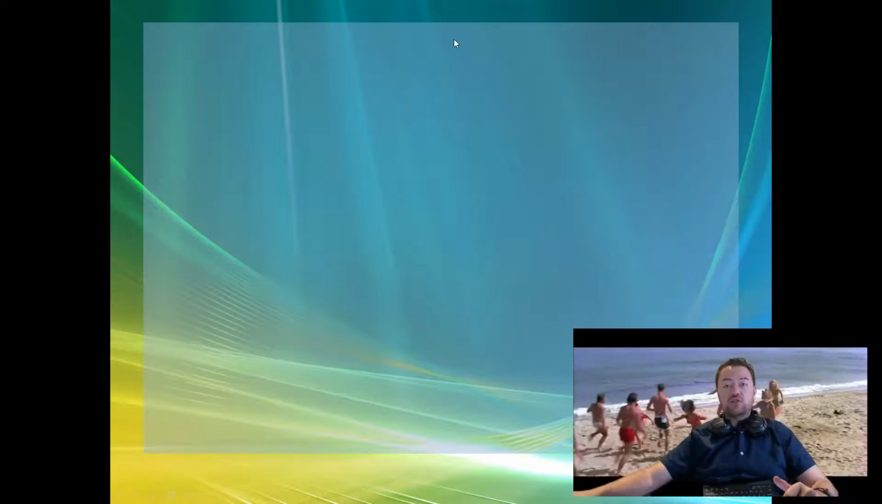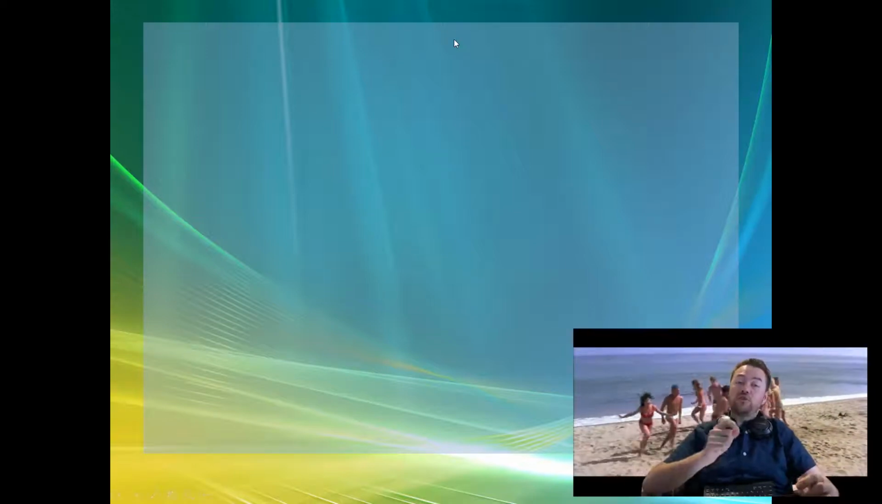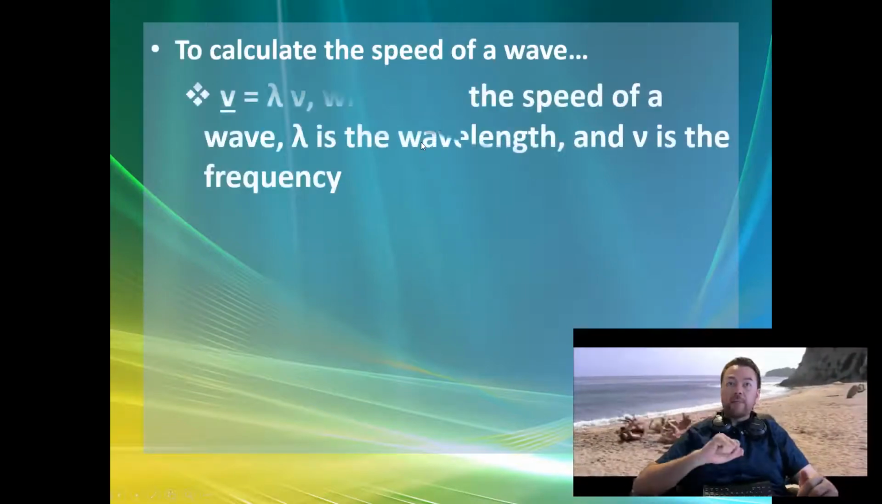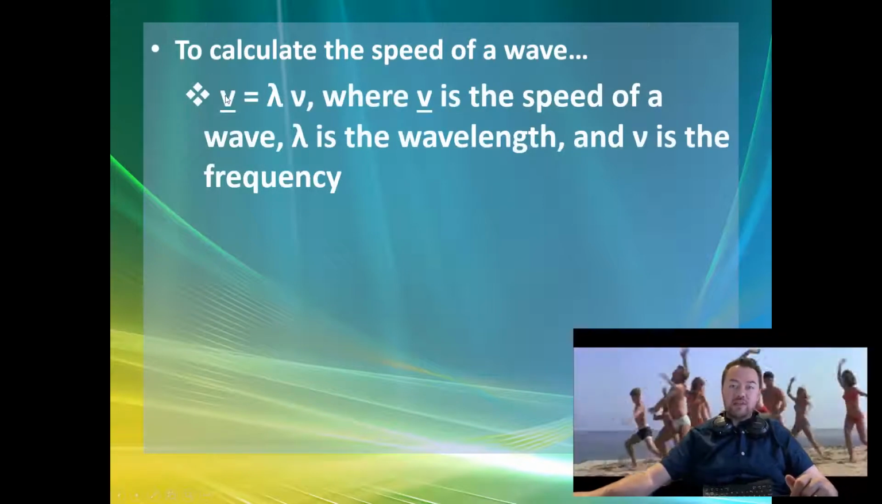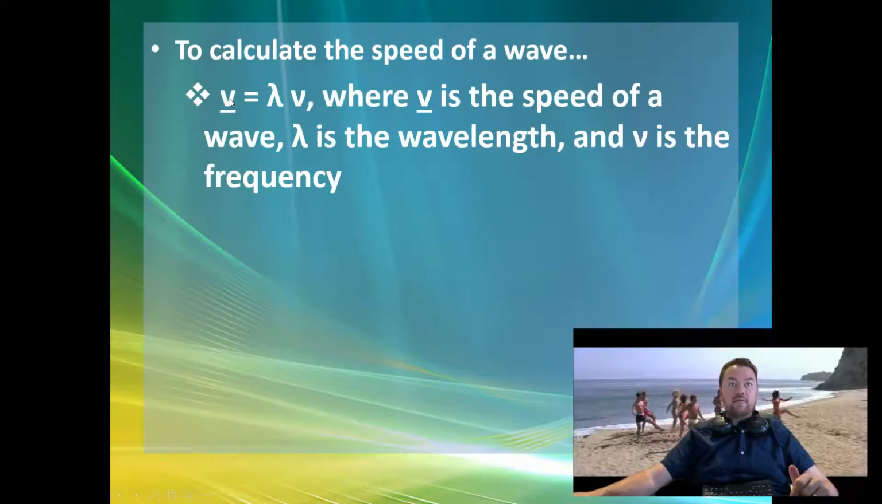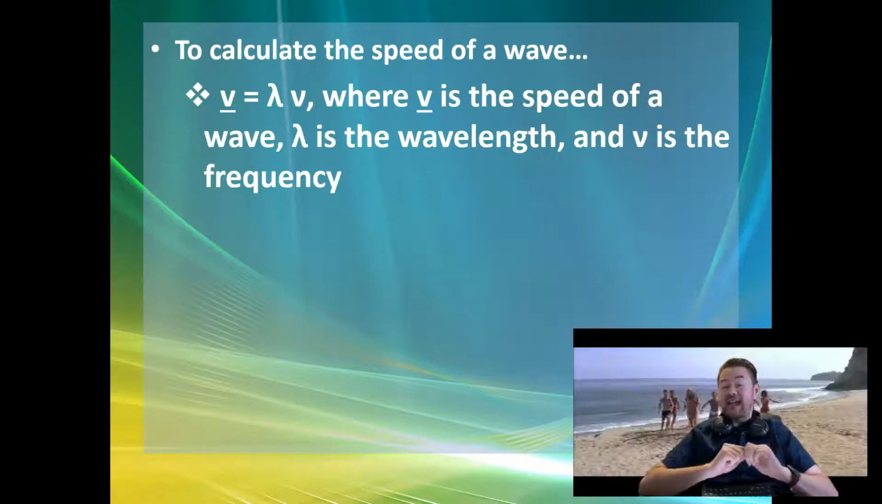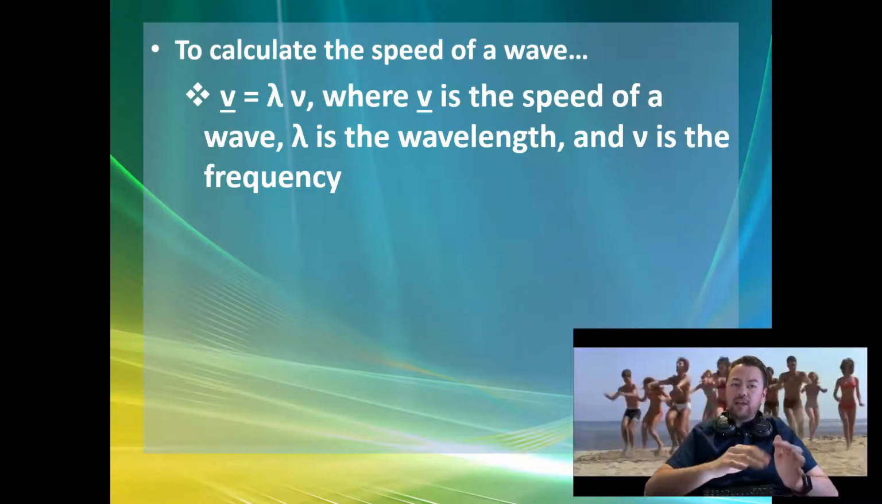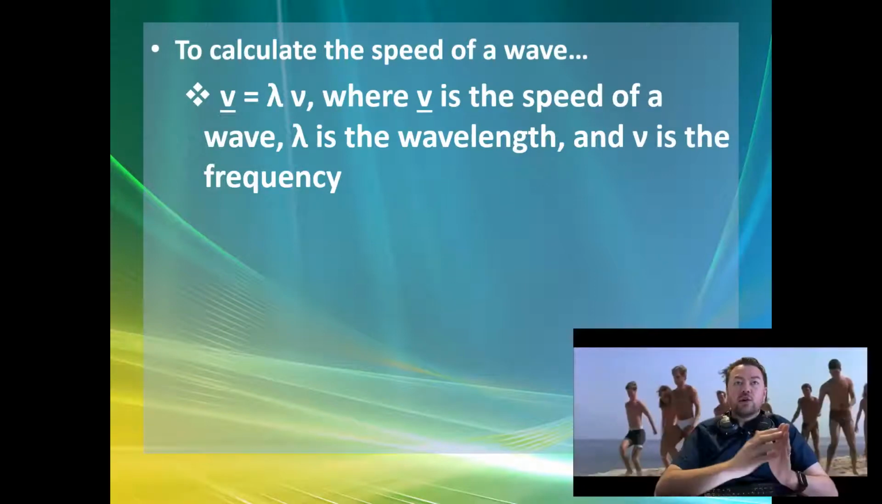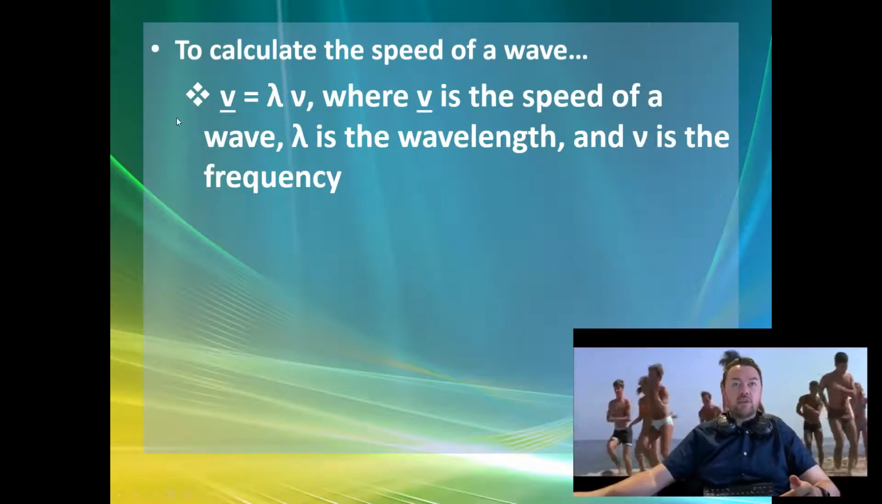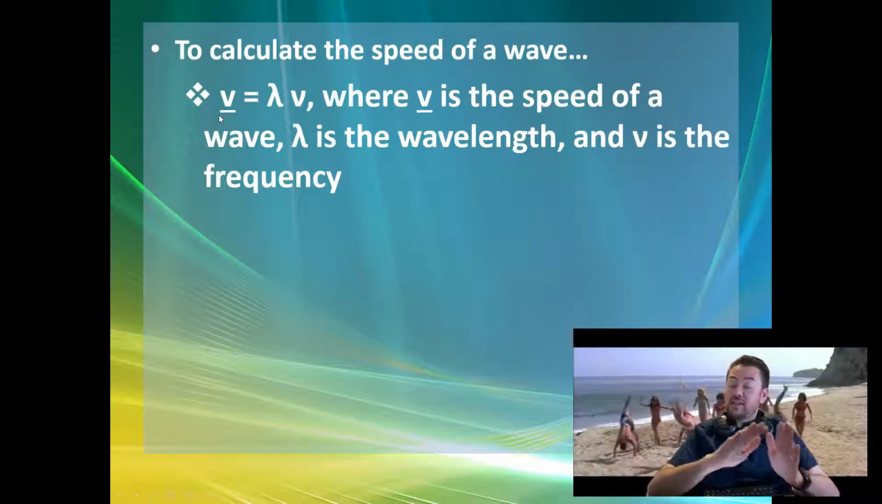Today I'm going to talk to you about the speed of a wave and how to calculate it. There is an equation, of course, to tell us how fast a wave is traveling. To do that, you use this equation. Velocity, underlined because it's supposed to be in italics, but we can't write in italics, so we underline it. V for velocity, or speed. It's not velocity, it's speed actually.